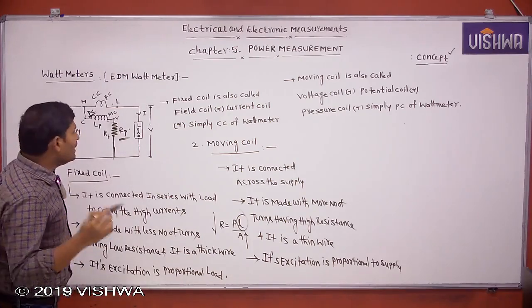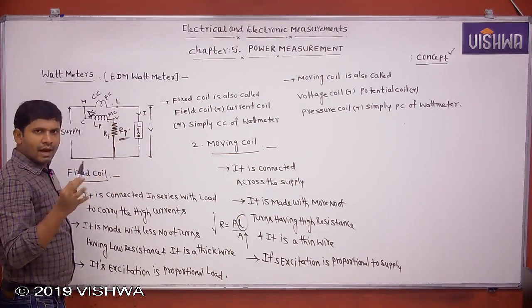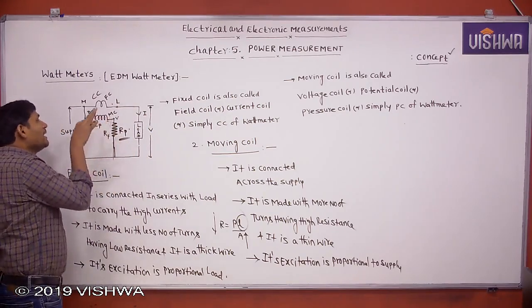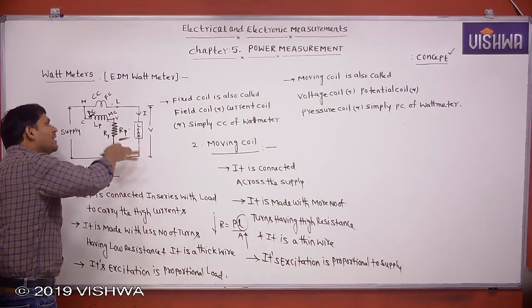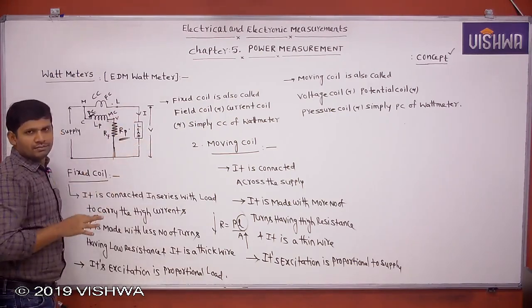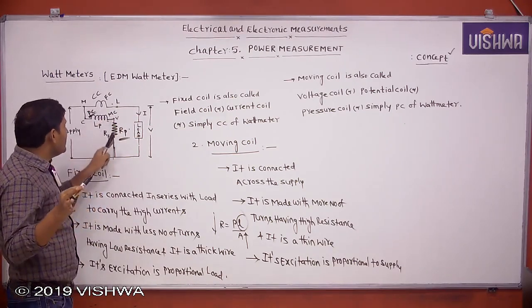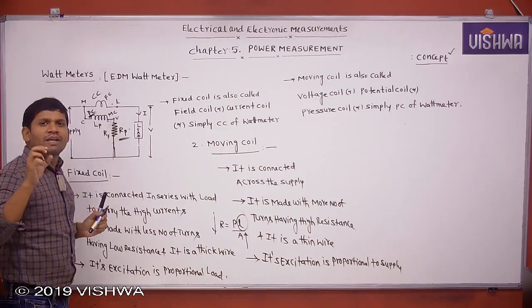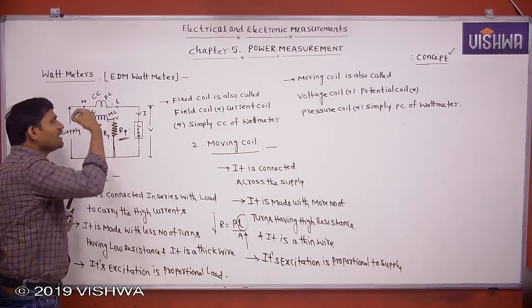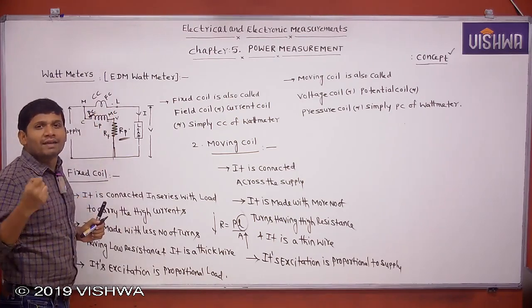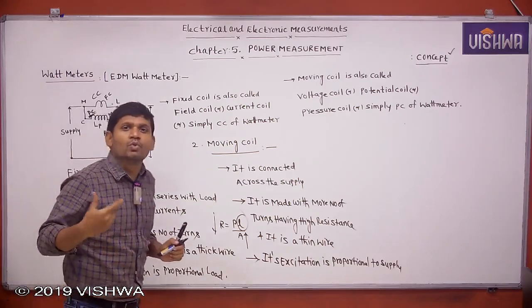This indicates that this coil is having high resistance, and not only coil resistance, some extra resistance is also connected in series with pressure coil to maintain the high resistance. What is the need of maintaining the high resistance for pressure coil? To measure the true power.